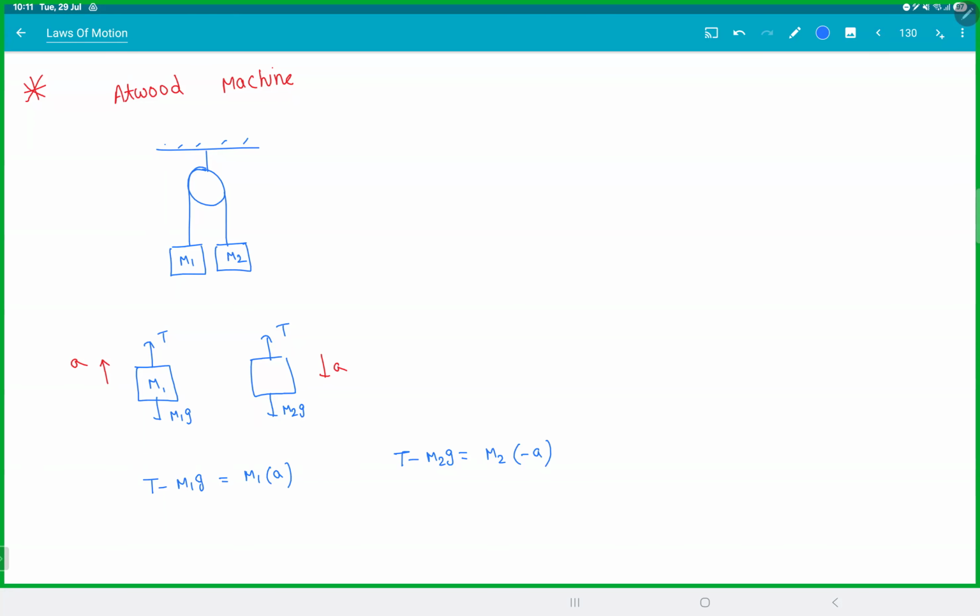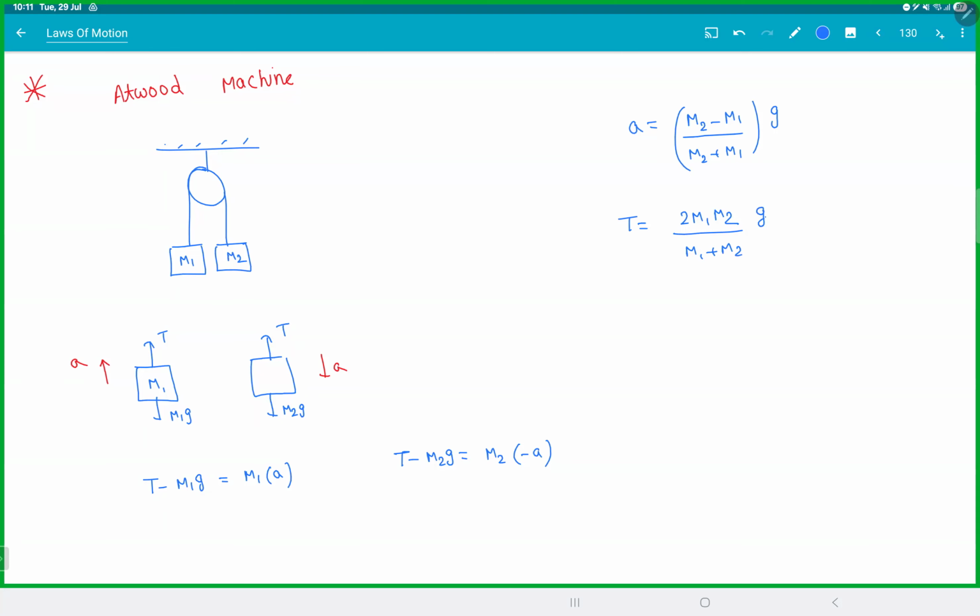Simple. Two equations, two unknowns. If you solve them, you'll end up with acceleration equal to M2 minus M1 by M1 plus M2 times G. You might ask, sir, how do you know it is going down? We don't know. The science will take care of it. If M2 is greater than M1, I will get A positive, means my direction assumption is right. If M2 is less than M1, I'll get A negative. So the sign will take care of the direction. You don't worry. The tension will come out to be 2M1 M2 by M1 plus M2 times G.